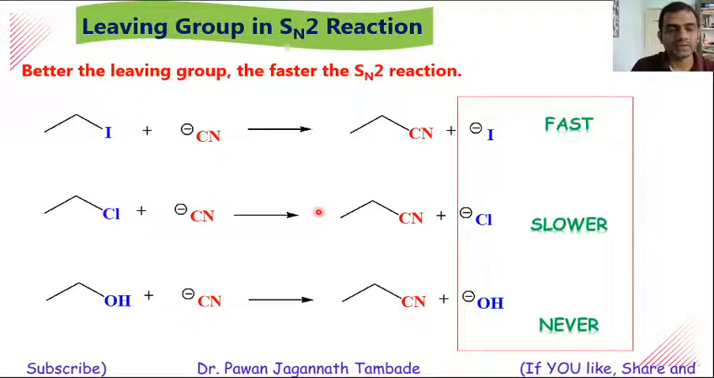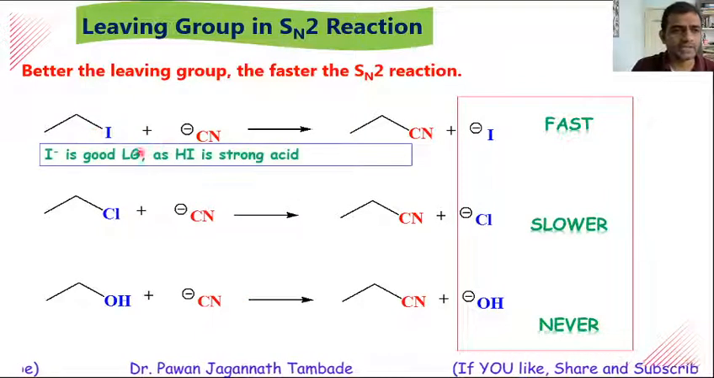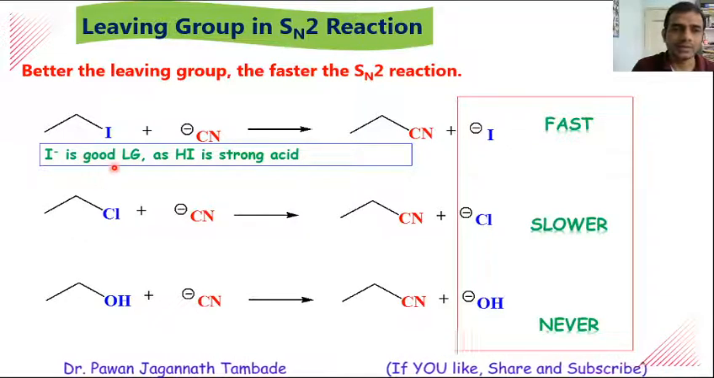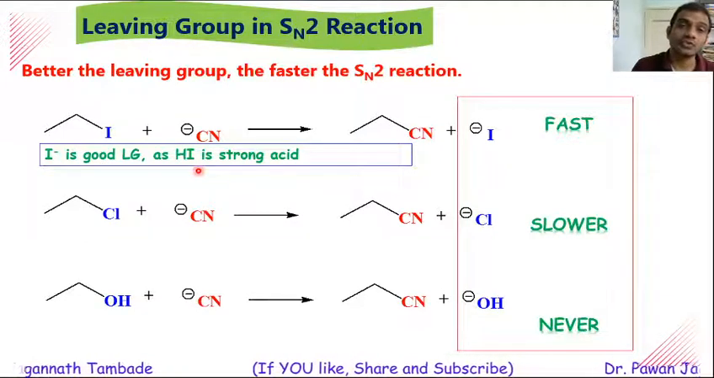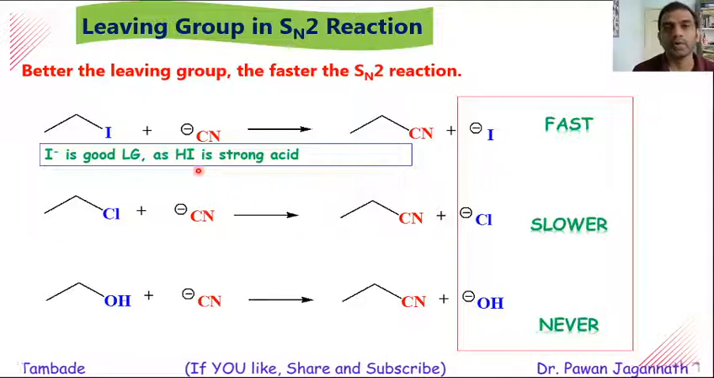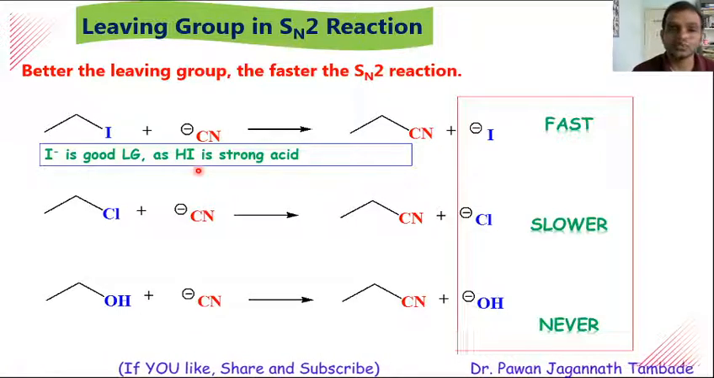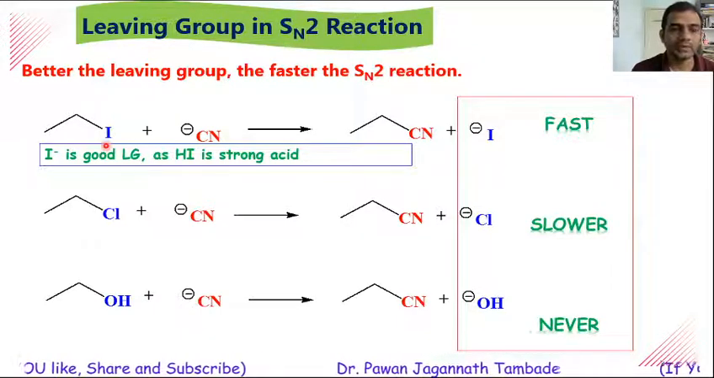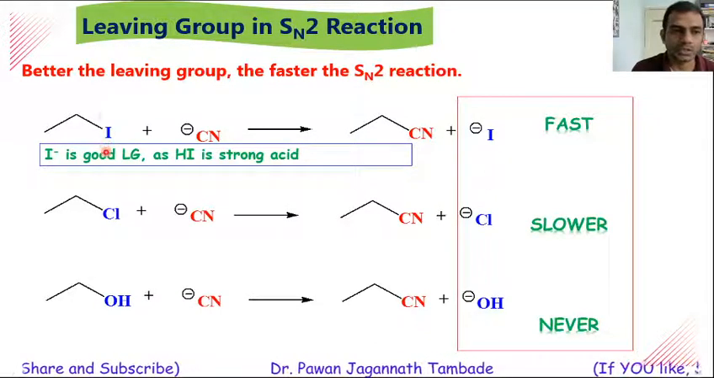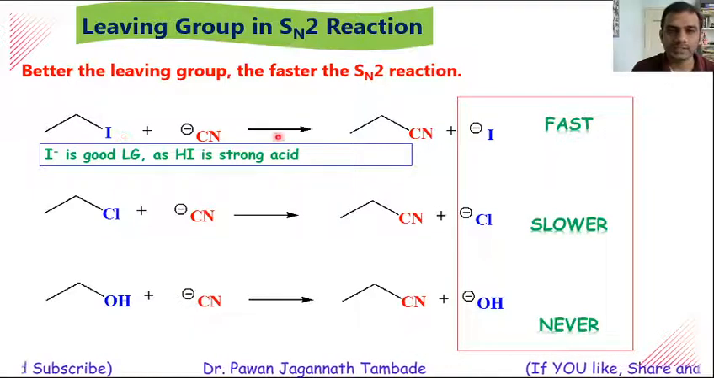Now why does this happen? In the first reaction, iodide is a good leaving group. It is because HI is a strong acid. Again, you need to correlate between an acid and its conjugate base and their stability. We already know that iodine is the better leaving group among halogens. So this reaction is faster.